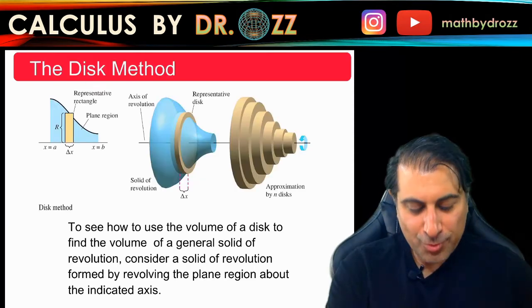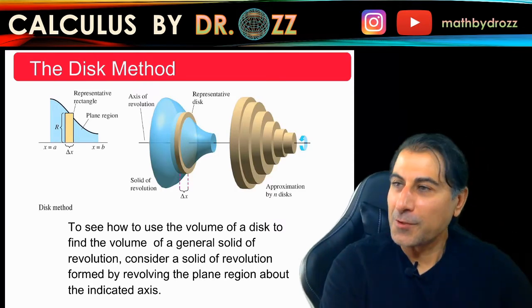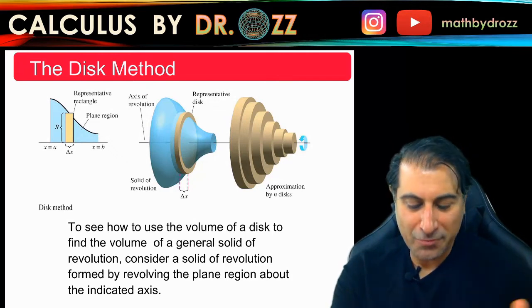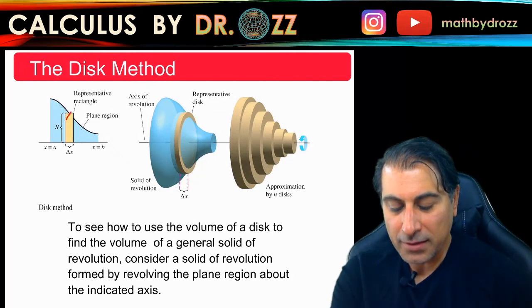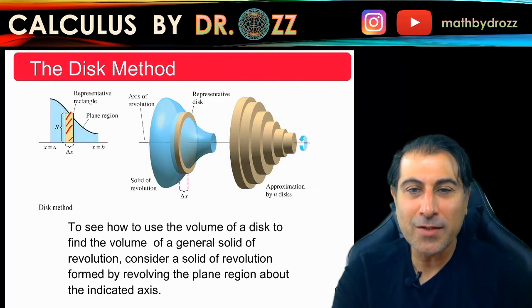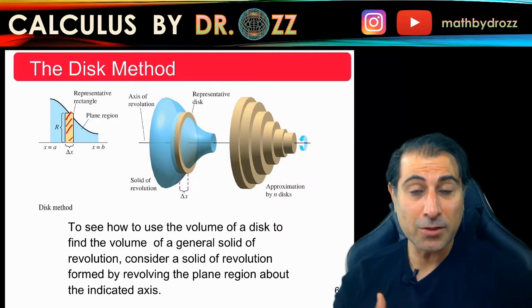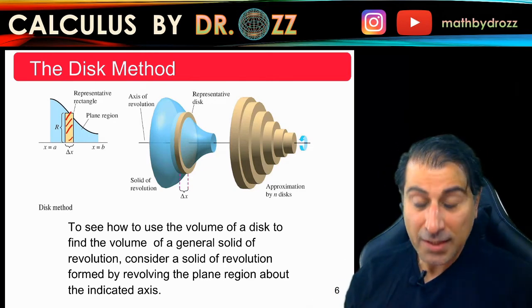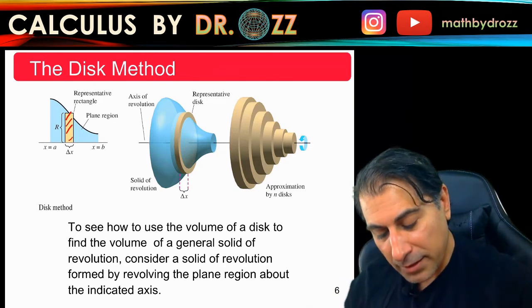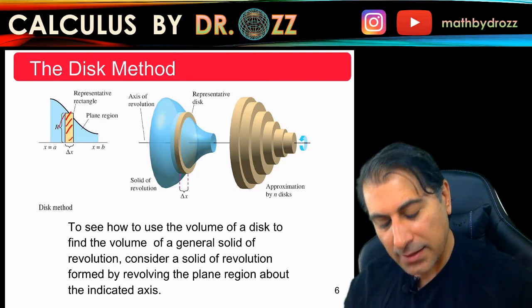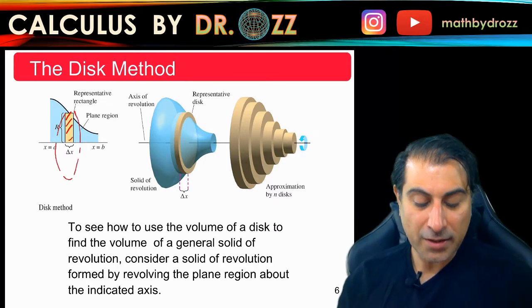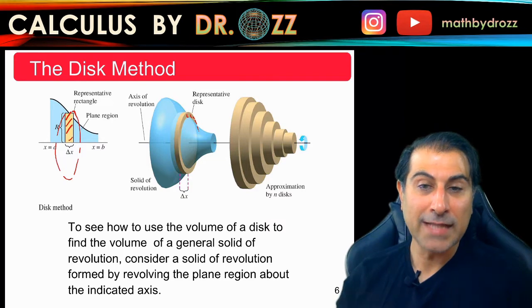So I'm going to show you this representative picture first to be able to explain what I'm going to do next. Normally we start with a representative rectangle as we did in the previous section. In this section, we're not going to find the area of this rectangle, but we're going to revolve it around the x-axis, let's say, and we're going to get this disk here, as you see. And what we're interested in is the volume of that disk.